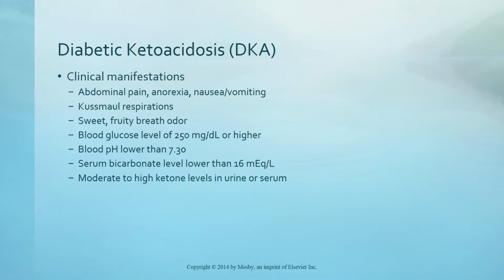Now the lab findings. We're going to find that their blood glucose level is greater than 250. We're going to do an ABG. We're going to see that their arterial blood pH is less than 7.30, and their serum bicarb level is usually less than 16, and moderate to high ketone levels in the urine and in the serum.